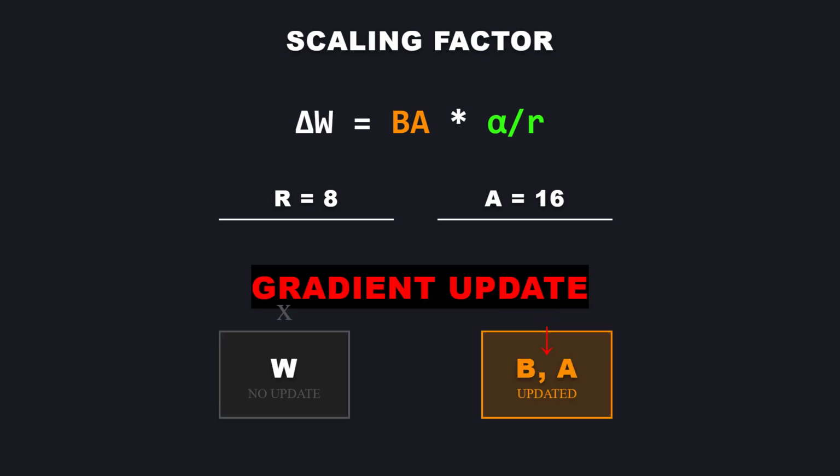Gradients flow only through the low-rank matrices A and B during training. The frozen matrix W receives absolutely no gradient updates. This isolation simplifies the backpropagation process significantly.